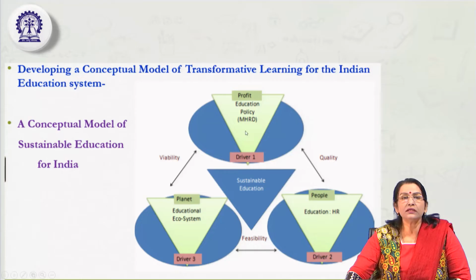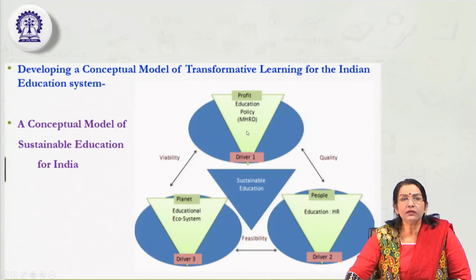As you can see, this is driver 1, which comes under profit, the economic driver. The profit or prosperity in the education system is about education policy, educational finance, educational schemes, and all the governing and statutory bodies like UGC, CBSE, NCERT. It relates to education policy, that is, the Department of Education of the central government. So here we have kept it as economic driver 1.